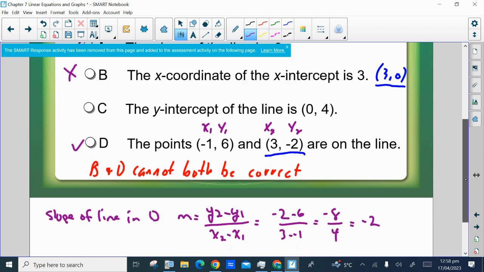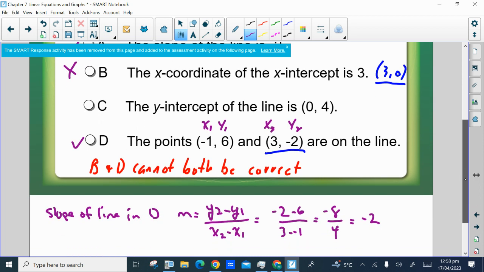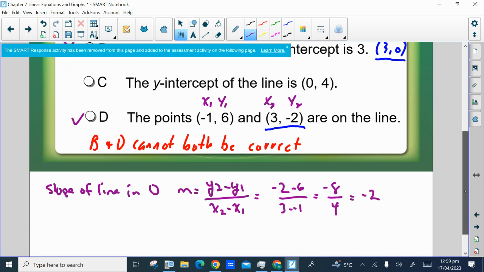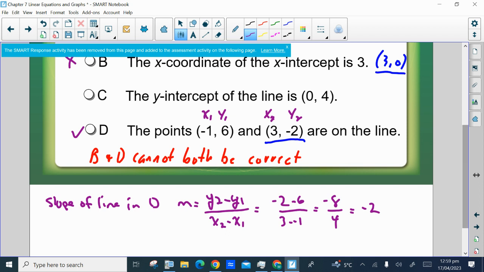Now, if you wanted to, the slope is negative 2, all right? So you could use one of those other points that were given in part D to show that the y-intercept is 0, 4.